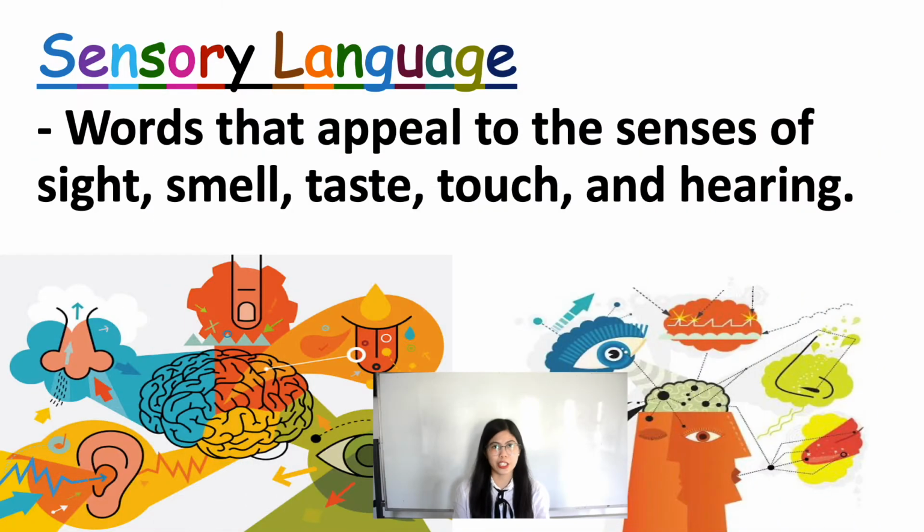So what is sensory language? When we say sensory language, it uses words that appeal to the senses of sight, smell, taste, touch, and hearing. A lot of writers use sensory language for their readers to visualize what they want to convey to them. It also helps us to picture or imagine what is in the scene of a story. It helps us to create a picture in our mind. So that's how important sensory language is.